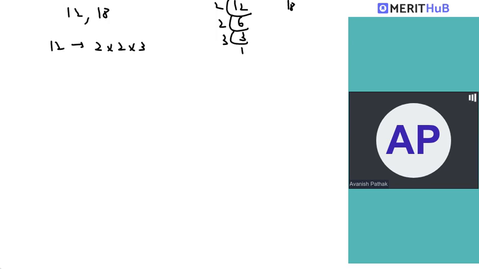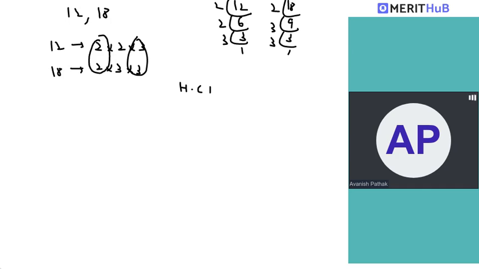And again, we'll make up an LCM for 18. So that's 2, so that's 9. That's 3, so that's 3. And that's 1. So if I'm writing it for 18, so that's 2 into 3 into 3. So again, I'll find out the common sets here. So the HCF of the number is equals to 2 into 3, and that's equals to 6. So you get 1 mark for writing this correct and 1 mark for calculating this properly. So you get full 2 marks for that.